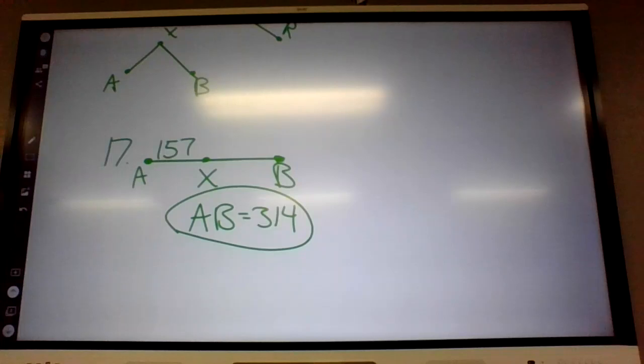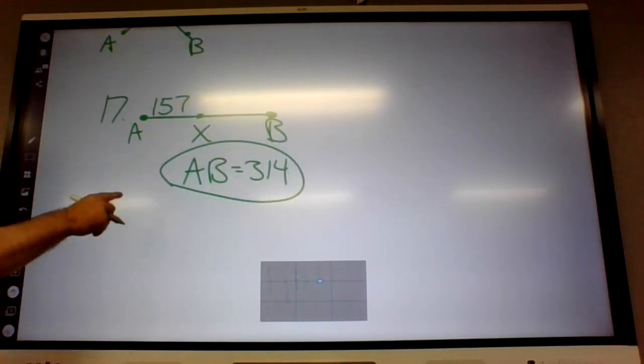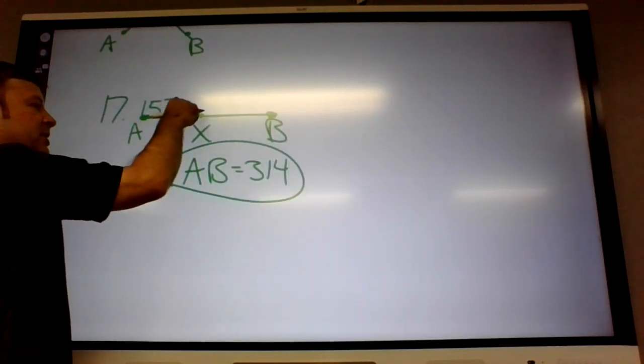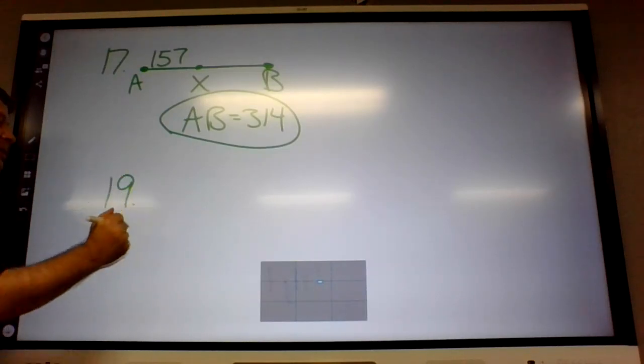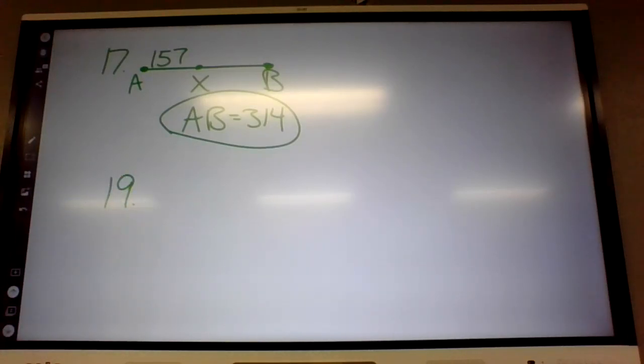Not too hard. The tricky part is making sure you're understanding what they're saying. Where is X at? Where is AB at? What does the picture look like? Once you know what the picture looks like, it's like, oh, there's just two of those to make AB. So, not hard once you translate it.